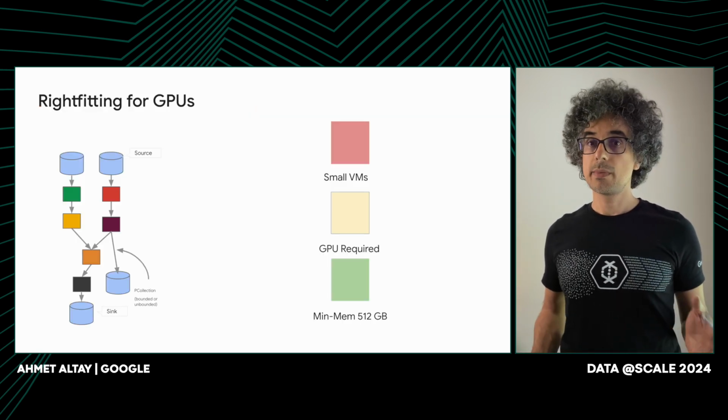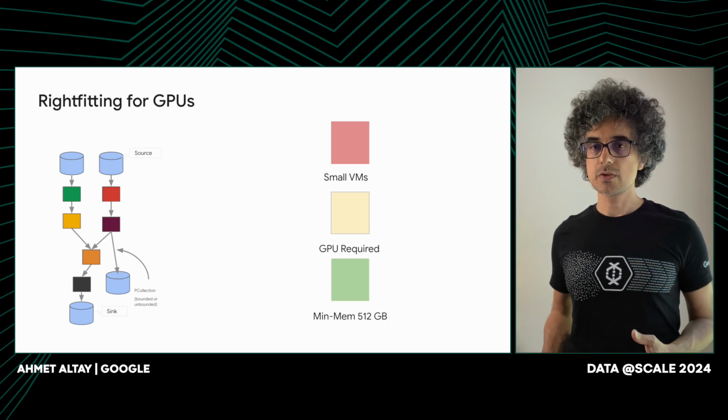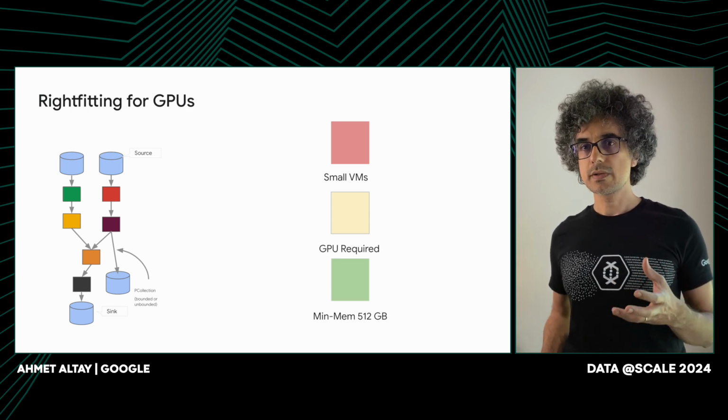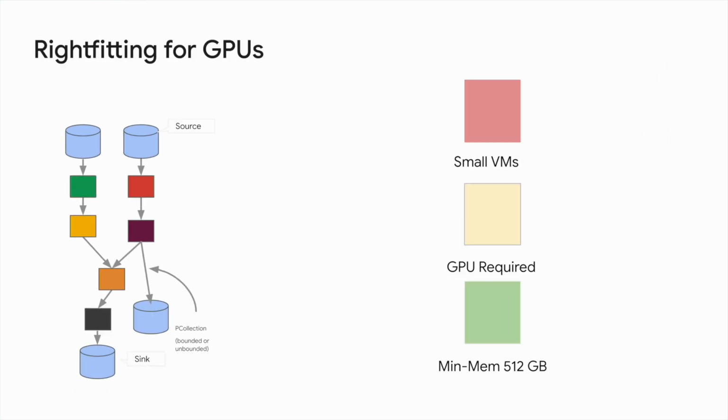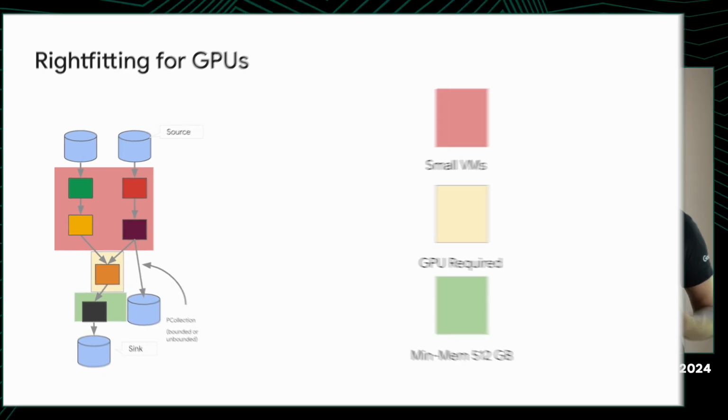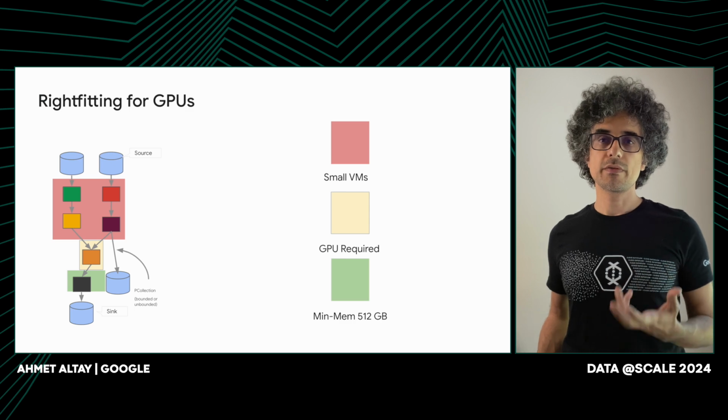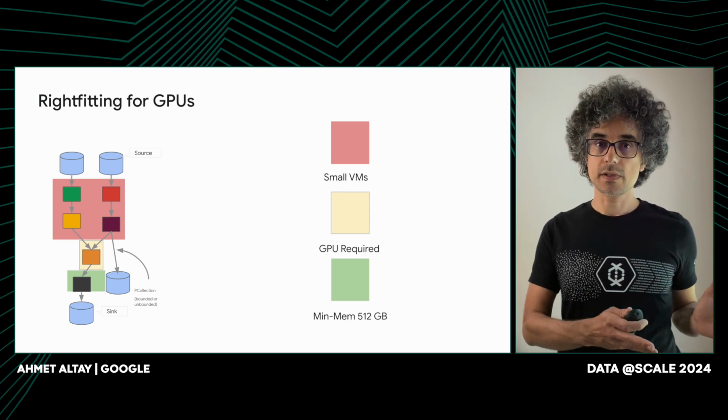Another place where BeamML helps is right fitting for GPUs. In a typical machine learning processing pipeline, you will see parts that benefit from small workers, parts that really require GPUs, and parts that will require high memory machines. One option here will be to run all of this pipeline in a single environment with the maximum amount of resources, but this will waste resources.